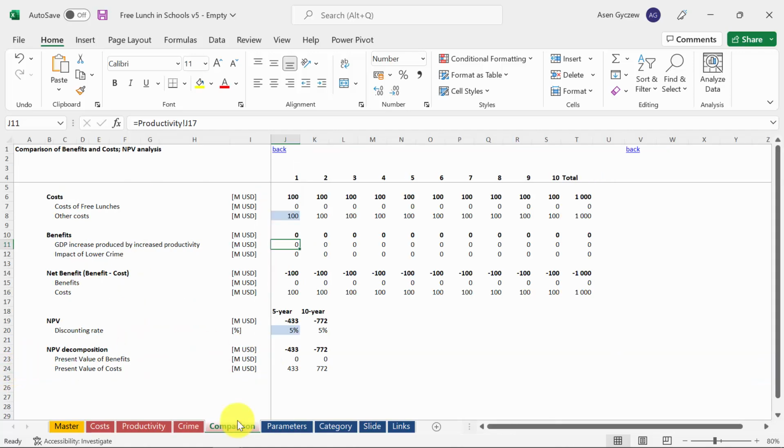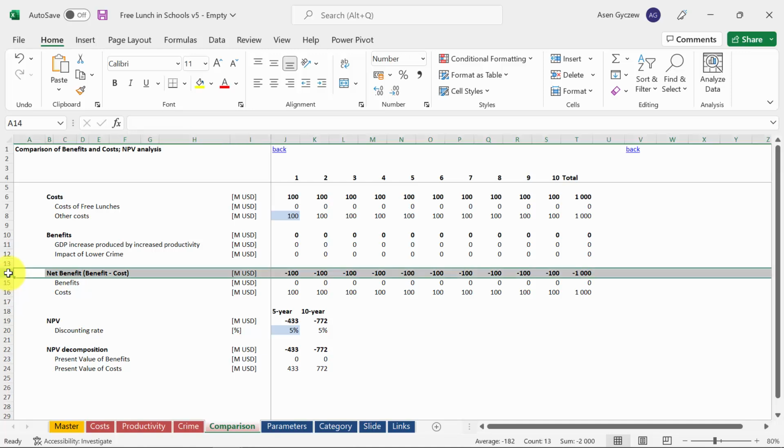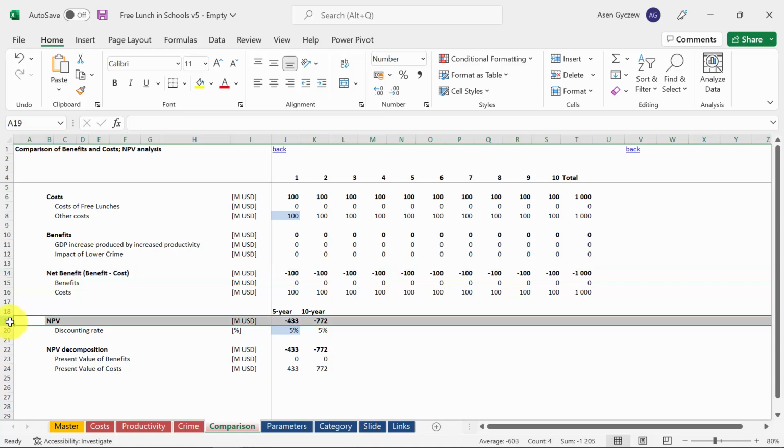Finally, in the sheet comparison, once you estimate the cost, productivity and crime, you will be able to compare the costs and benefits of the free lunch and see whether it makes sense or not. So you can look at the net benefit, in other words, the difference between benefits and costs, or you can look at the net present value. That's in short when it comes to this case study.